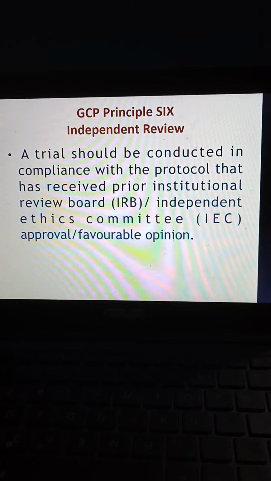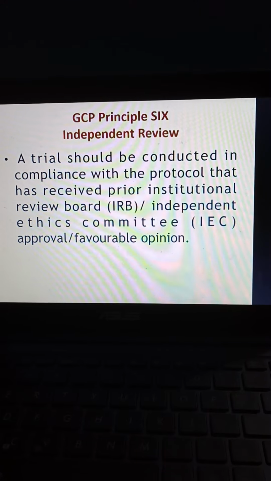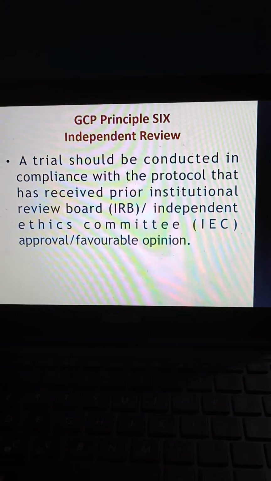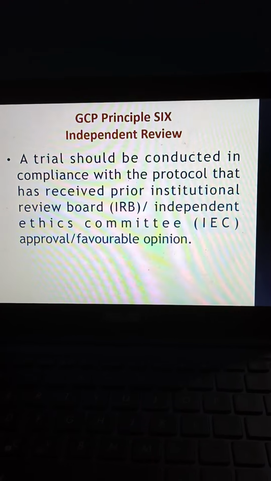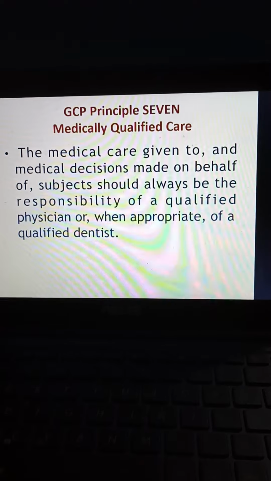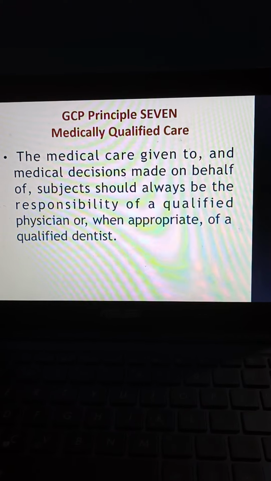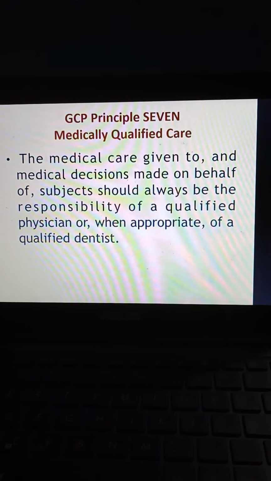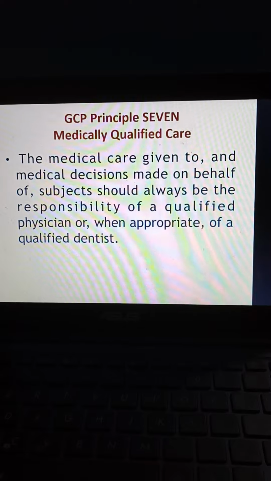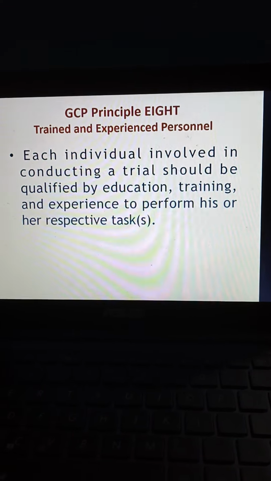Then GCP Principle 6: Independent review. A trial should be conducted in compliance with the protocol that has received prior institutional review board (IRB) / independent ethics committee (IEC) approval or favorable opinion. Then GCP Principle 7: Medically qualified care. The medical care given to and medical decisions made on behalf of subjects should always be the responsibility of a qualified physician or, when appropriate, of a qualified dentist.